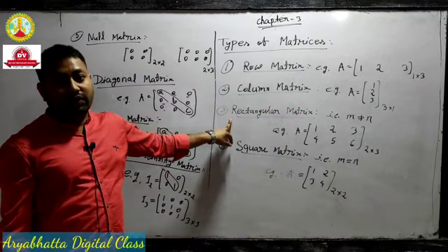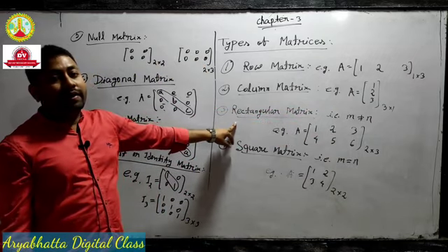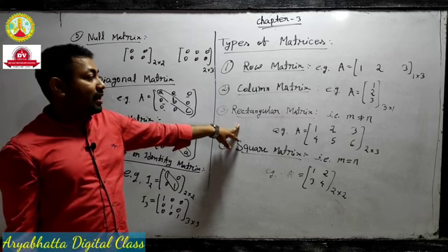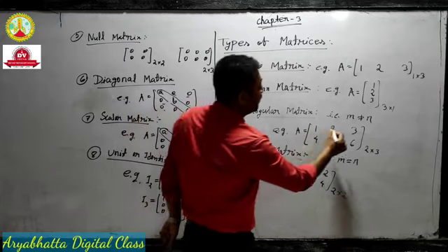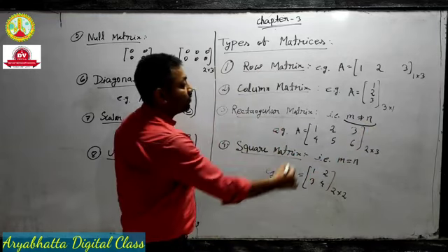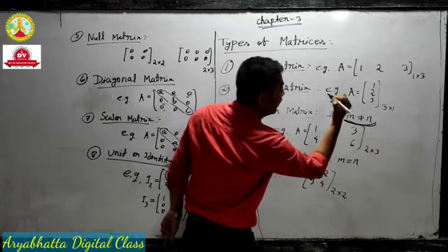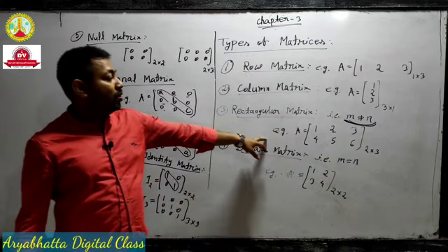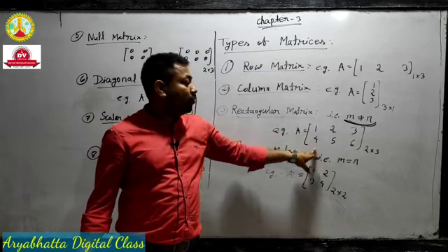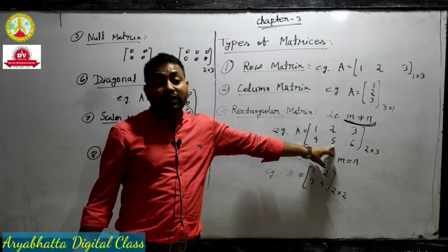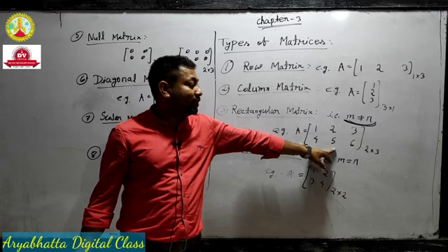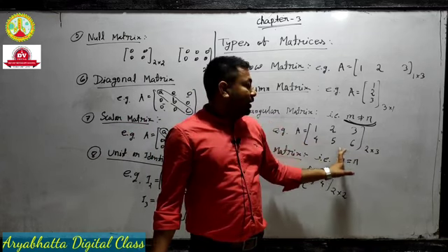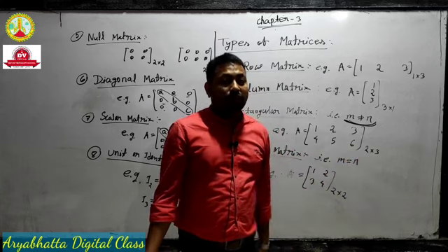Next, rectangular matrix. A rectangular matrix means the number of rows is not equal to the number of columns. That is, M is not equal to N. For example, A equals 1 2 3 4 5 6 is a rectangular matrix of order 2 by 3. Here the number of rows is 2 and the number of columns is 3. Therefore, this matrix is called a rectangular matrix.